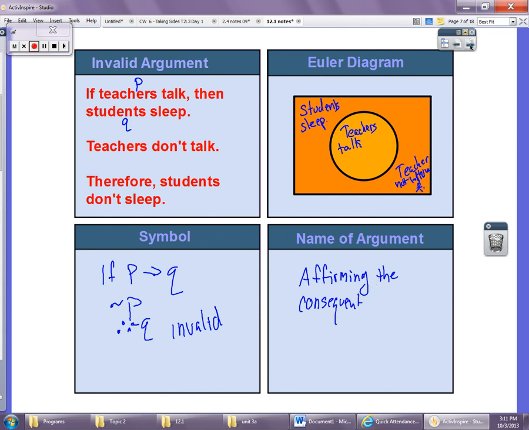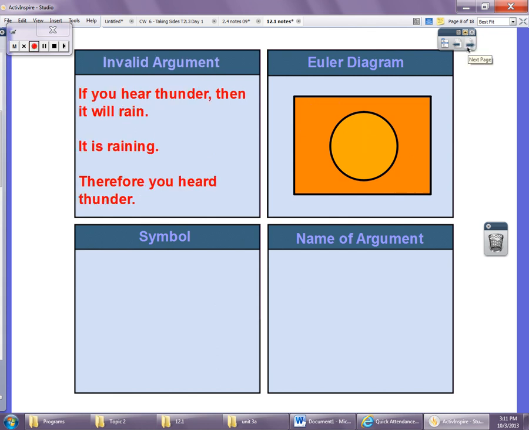And then the last one, if you hear thunder, then it will rain. It's raining, therefore you heard thunder. Well, if you hear thunder, that's going to go inside. This is the thunder. And then the rain's on the outside. Here's our P, then your Q. So if P, then Q.